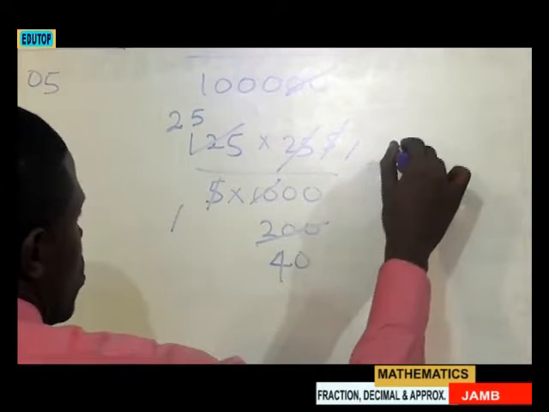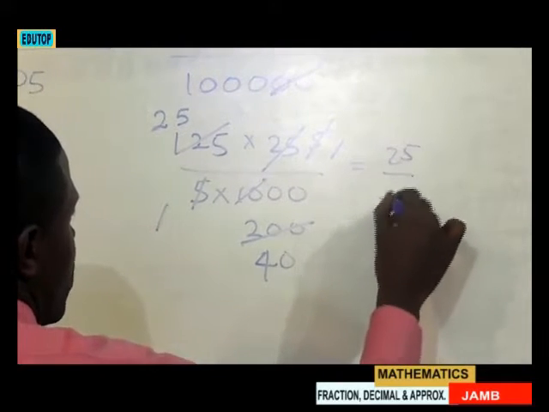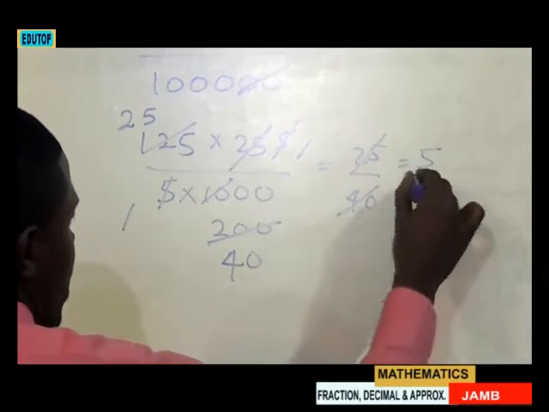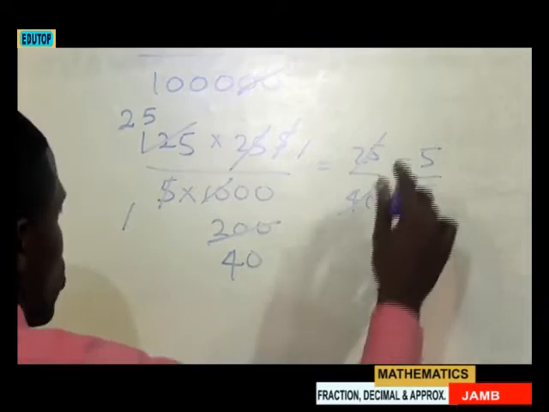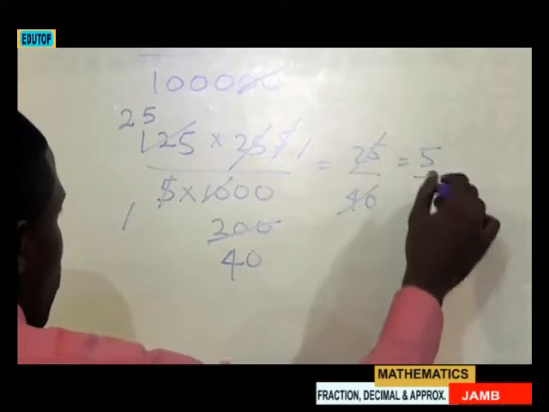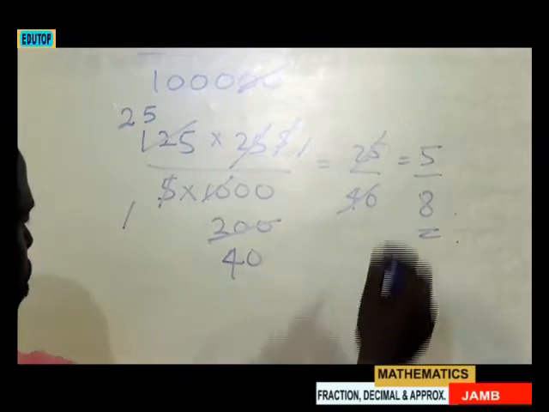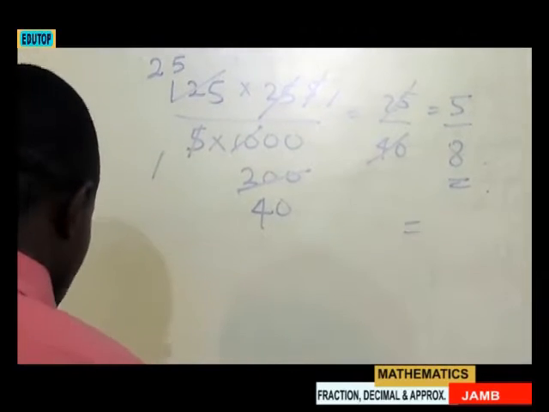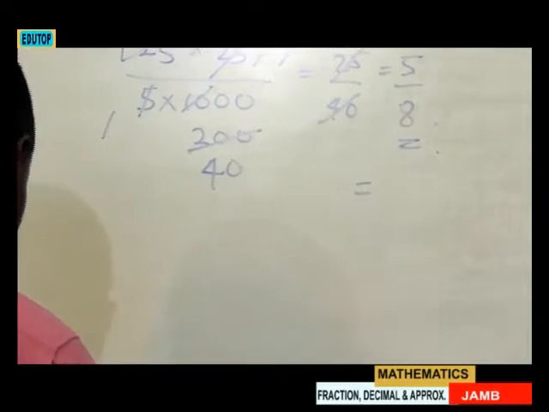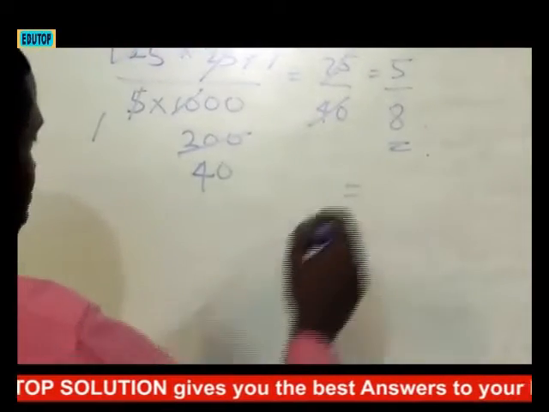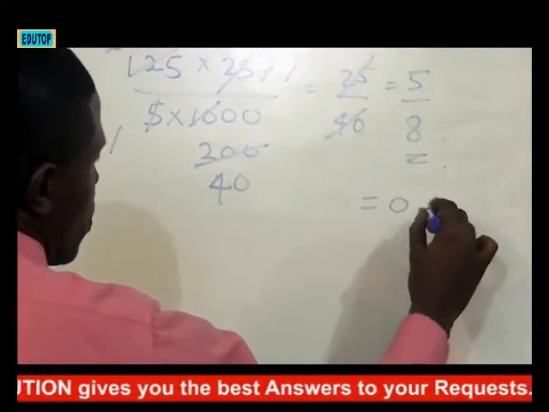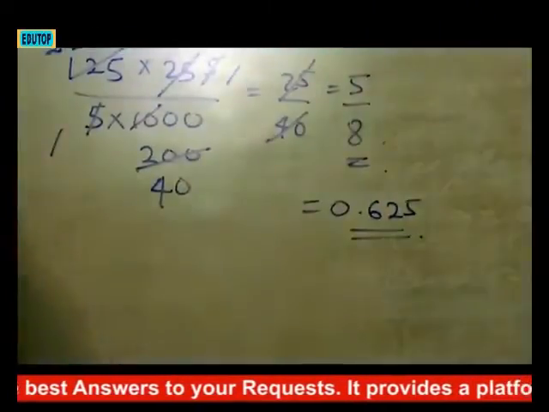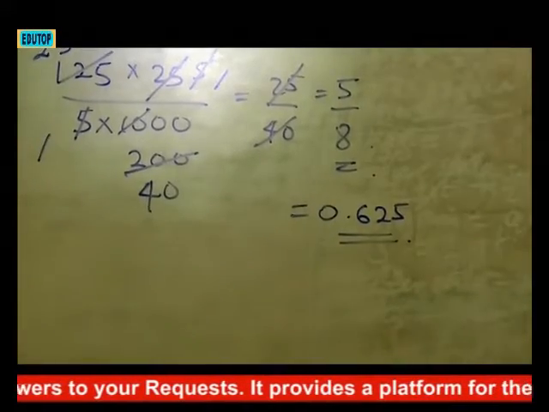Then we'll have 25 over 40, which you can still reduce. 5 into 25 is 5, 5 into 40 is 8. So we have 5 over 8. Taking these 2 decimal points, we'll have 5 divided by 8, and that is 0.625. So this is the answer to this first question.